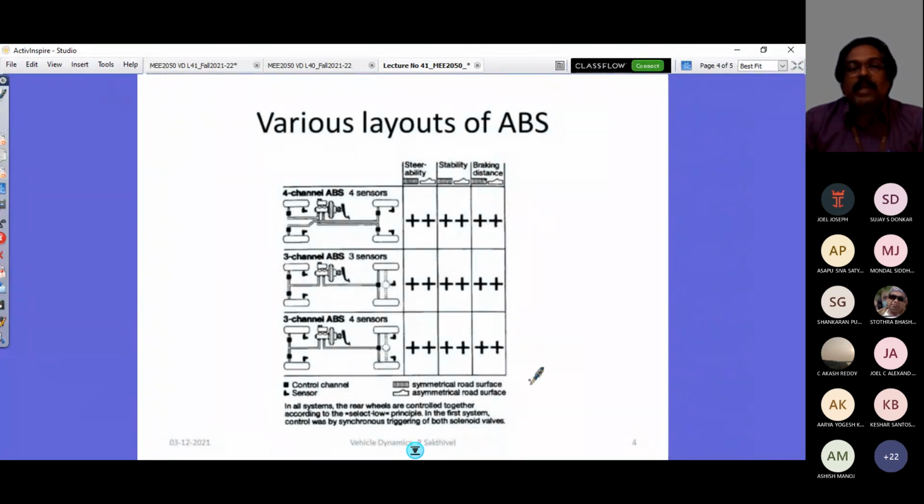With that note, I complete today's class on ABS, and that completes longitudinal dynamics. Next week we look closely at tire dynamics and tire models, the properties of tire for your vehicle dynamics, and that would complete our course. With that note, let me stop today's class.